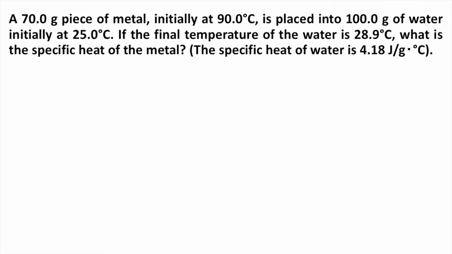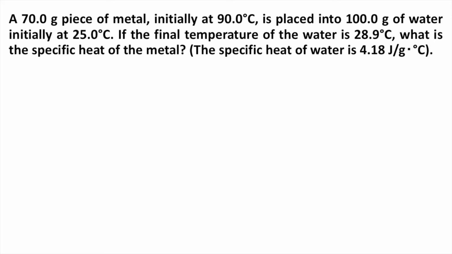A 70-gram piece of metal initially at 90 degrees Celsius is placed into 100 grams of water initially at 25 degrees Celsius. If the final temperature of the water is 28.9 degrees Celsius, what is the specific heat of the metal? The specific heat of water is 4.18 joules per gram degree Celsius.